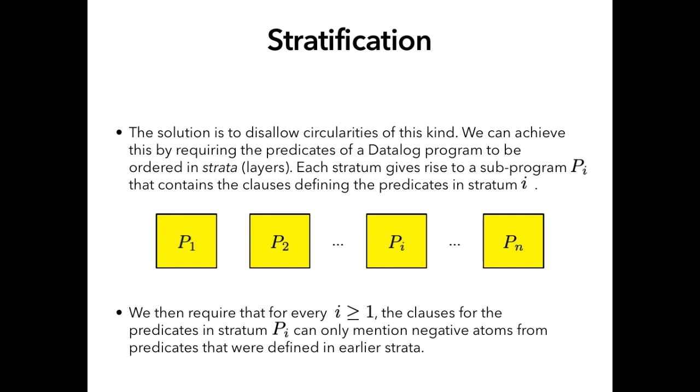Because what we need to require is that for every index i, the clauses in the predicates in stratum P_i can only mention negative atoms from predicates that were defined in earlier strata. If there's no negation involved, there are no problems, but as soon as we've got negation, we have to be careful about the negated atoms. And that's why stratification is necessary.